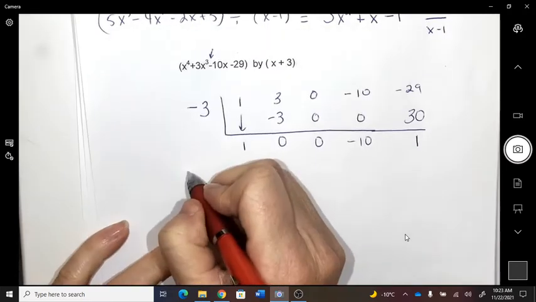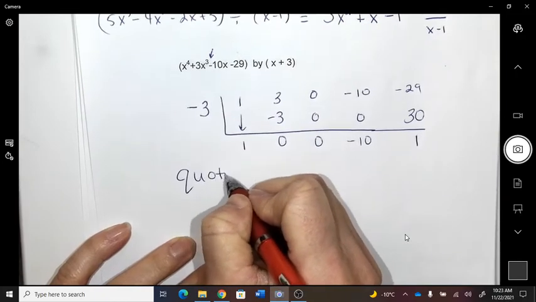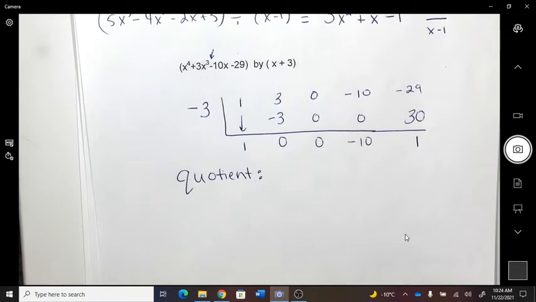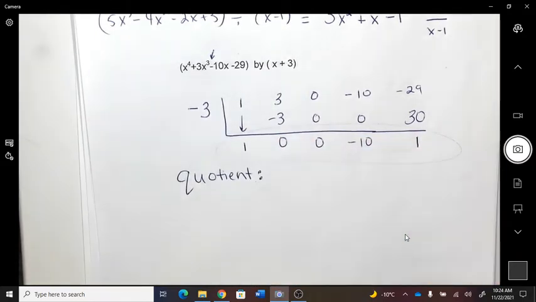Okay, what if I just told you instead of writing a division statement, what if I just said to write me the quotient? The quotient means that after you divided, what did you get? Did anybody match me? Are we good? Okay.